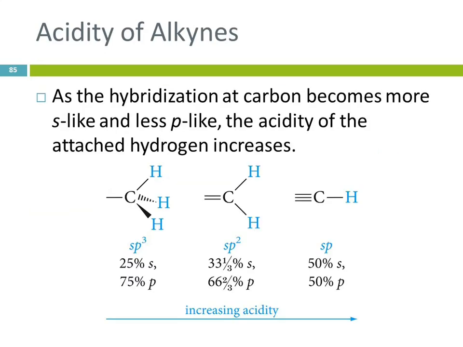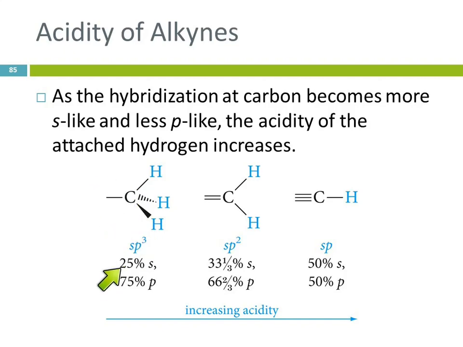The acidity of a hydrogen atom in an organic compound depends on the hybridization of the carbon. And what we see is that as the hybridization becomes more S-like and less P-like, the acidity of the hydrogen increases. Higher acidity means it's more likely to let its hydrogen go. It's more able to let go of it. The hydrogen on a triply bonded carbon is more acidic than on a double bonded, which is more acidic than a single bonded.